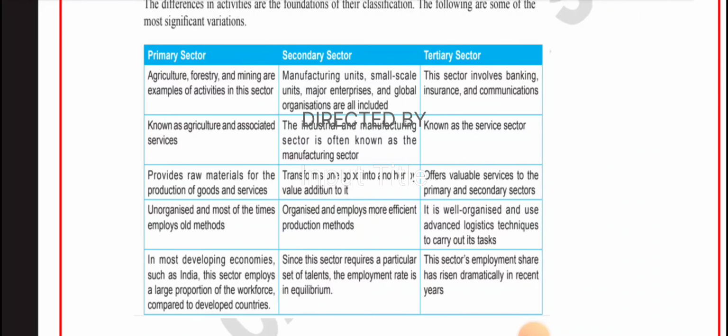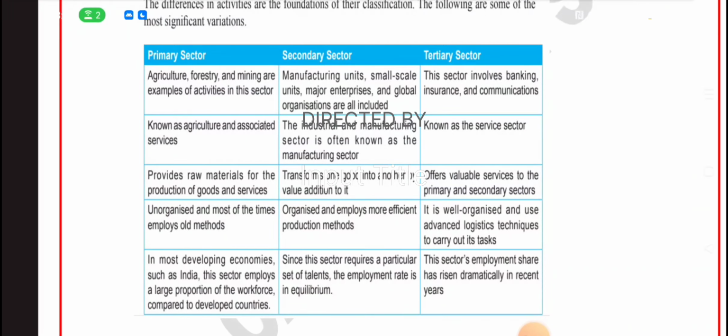Now the primary sector provides raw material for the production of goods and services. The secondary sector transforms one good into another by adding value to it. And the tertiary sector offers valuable services to the primary and secondary sectors. The primary sector is unorganized and most of the time employs old methods. The secondary sector is organized and employs more efficient production methods. The tertiary sector is well organized and uses advanced logistic techniques to carry out its tasks.